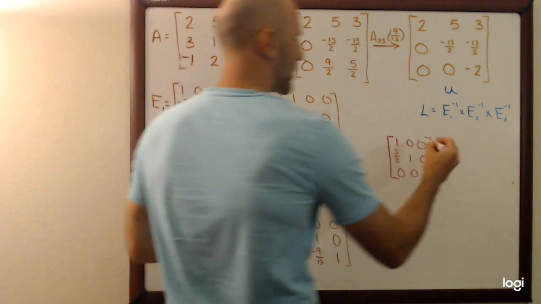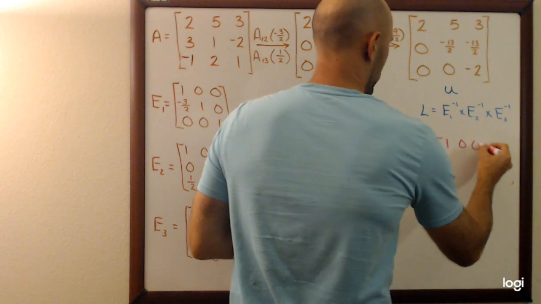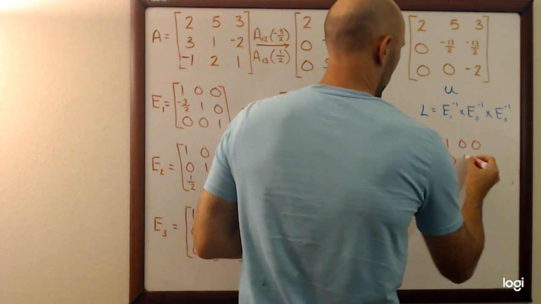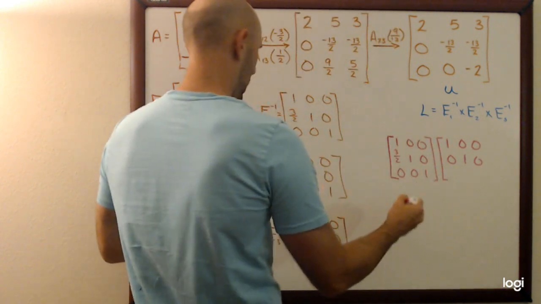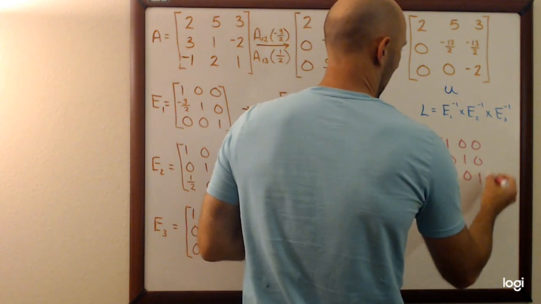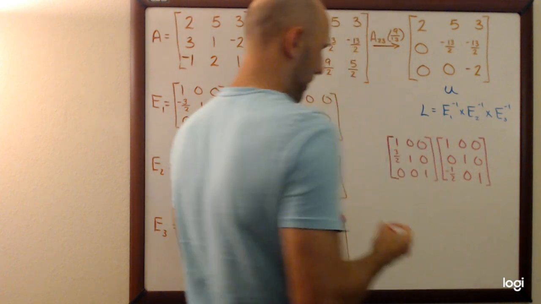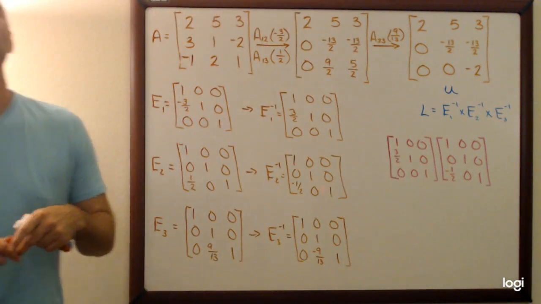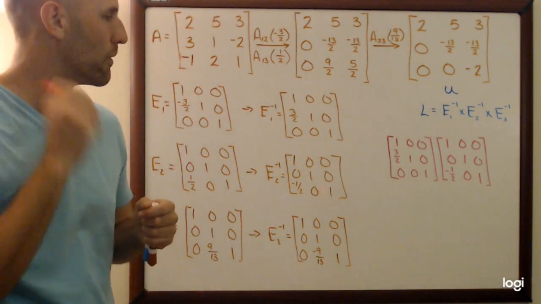I would like to multiply that by E2 inverse. Here's E2 inverse. 1, 0, 0, 0, 1, 0, and negative 1/2, 0, 1. Let's see what happens when we multiply these two things together. Because again, this is going to line up so very nicely. You're going to love the way this happens.